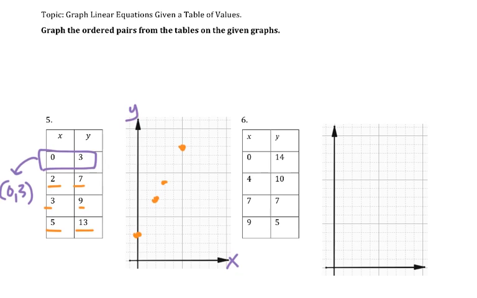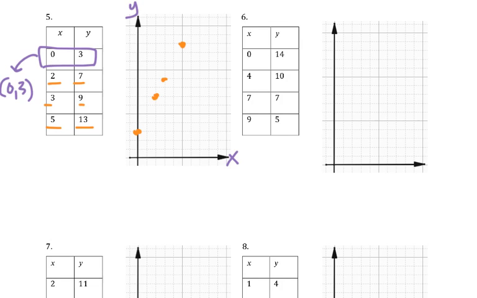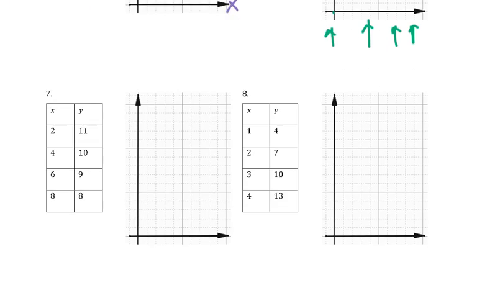Okay? And it didn't say anything, we don't need to draw the graph. It just said plot those points. So 0, 14, 0's right here, and I go up to 14, so right about there. 4, 10, we go out to 4, then up to 10. 7, 7, we go out to 7, then up to 7. And finally 9, 5, out to 9, up to 5. So not too bad, right?